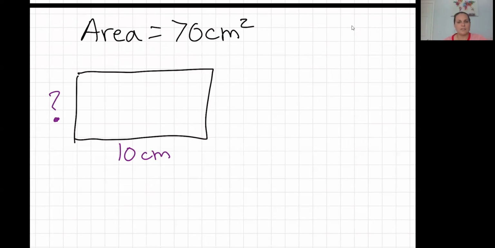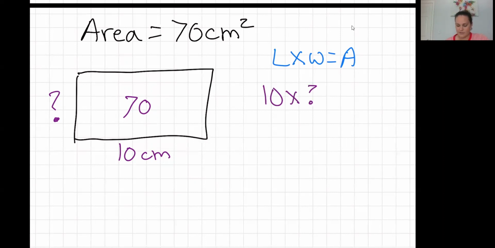So we might be thinking, well, how am I going to figure this out? How do I know what that other side is? I know that the inside is 70 and the outside is 10. Okay, so think back to our equation. We want a length times a width equals our area. So we can plug in what we've got so far. We know one of the lengths is 10. So 10 times something, because I don't know that width, but I do know my area equals 70.